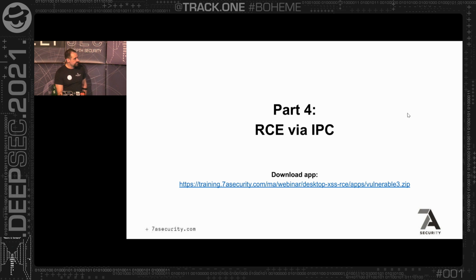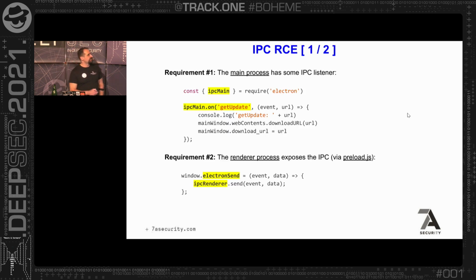and then we will continue now with the last scenario, which is going to be code execution through IPCs, right? So inter-process communication, fancy way of saying messaging, and in this case, we will use the vulnerable 3 application, right? So in this case, you need 2 things. The main process needs to be listening for some message.